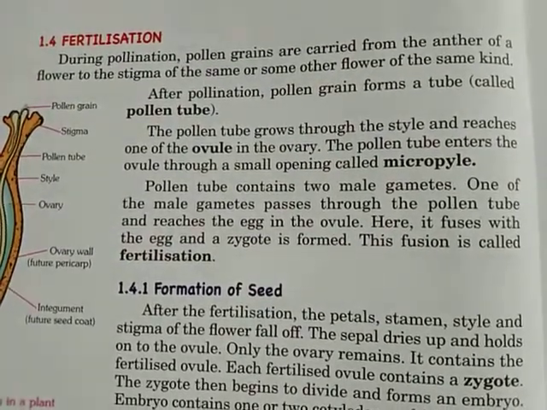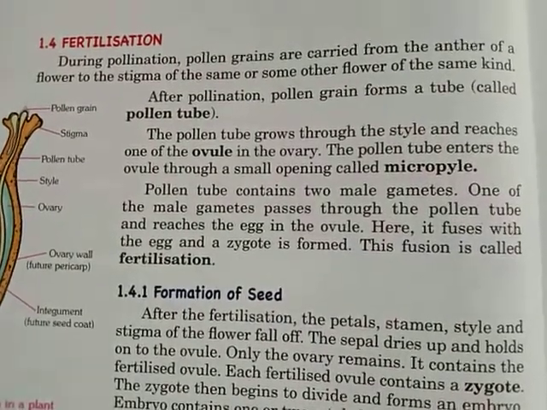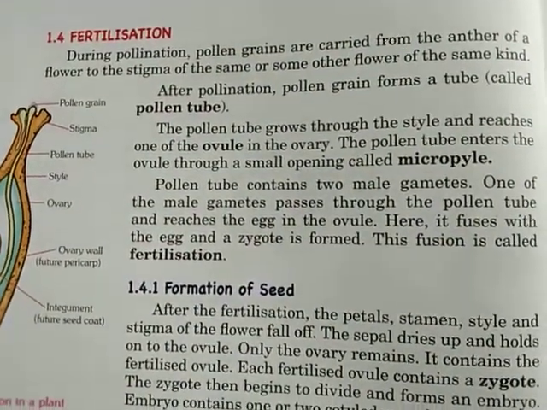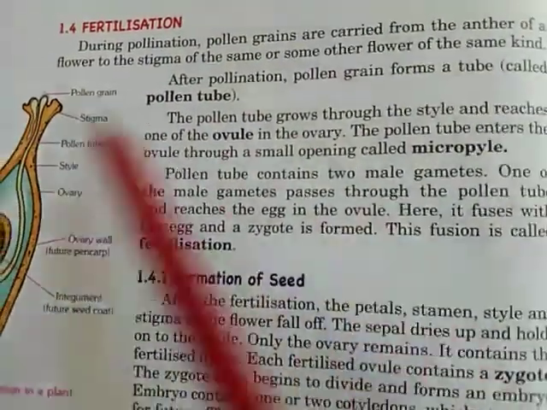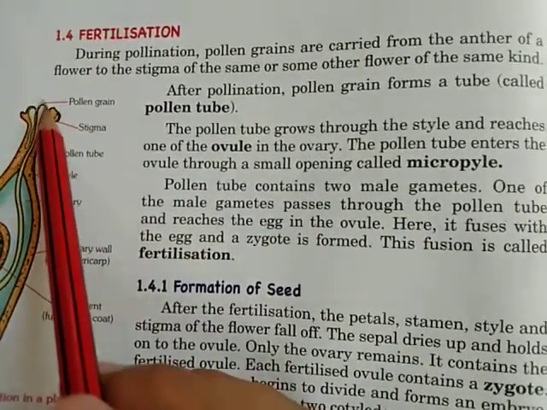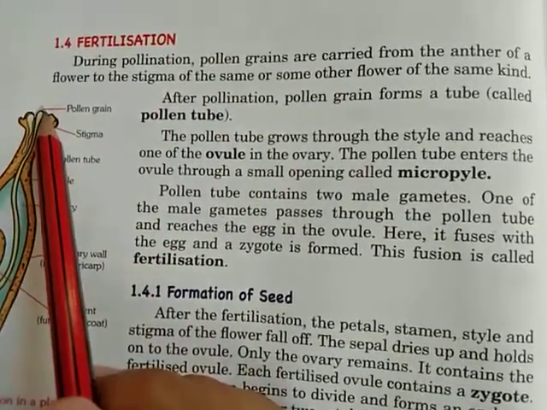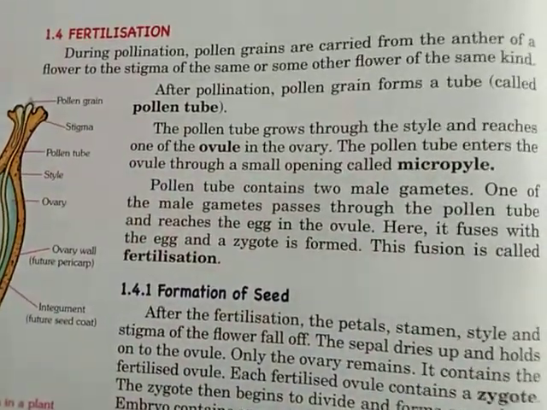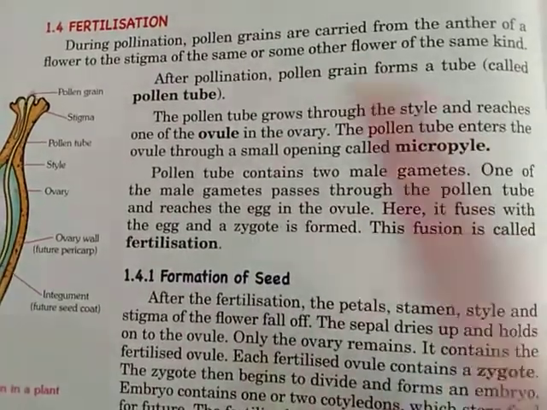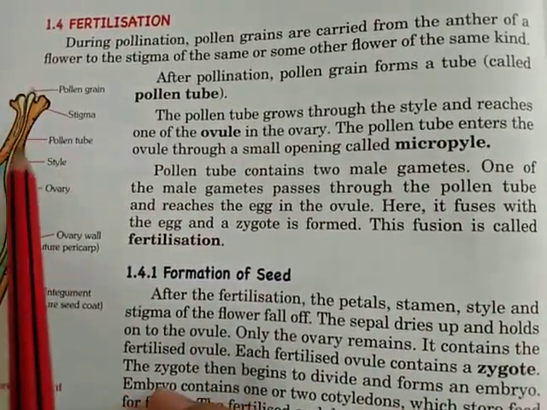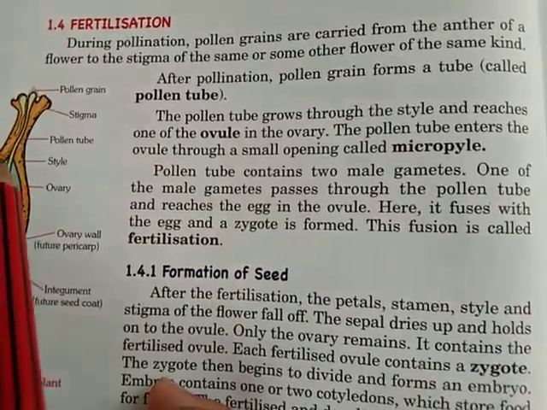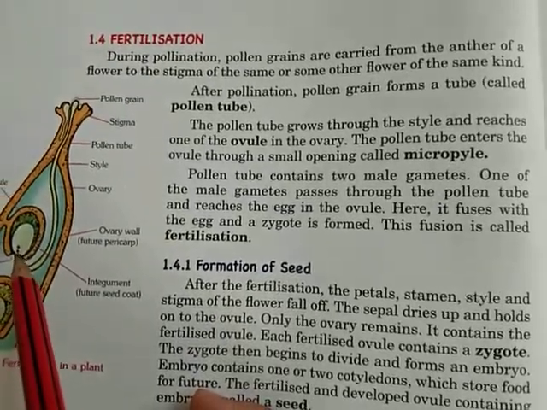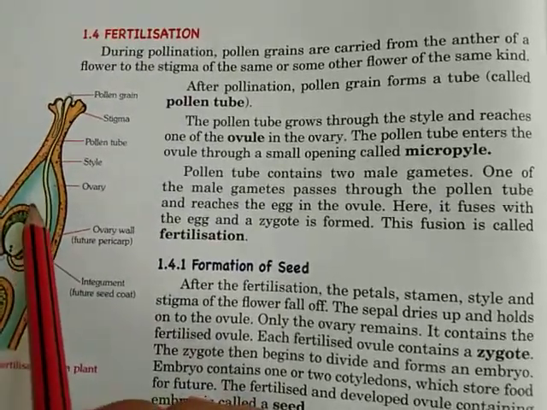So what happens after pollination? These pollen grains form a tube-like structure which is known as the pollen tube. In the diagram you can see here, this is the stigma. These pollen grains have reached here and they are forming a tube-like structure known as the pollen tube. This pollen tube grows through the style and reaches one of the ovules which are present inside the ovary.